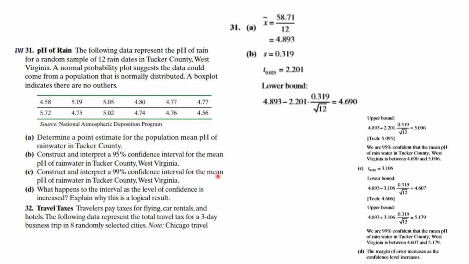If we change things to be a 99% confidence, I showed you that the critical value changes to 3.106. So the lower bound, when I do the similar calculation, is 4.607, and the upper bound, again using 3.106, is 5.176. So we're 99% confident that the mean pH is between those two numbers. That's the confidence interval. And what happens as the level of confidence increases? Well, the margin of error increases as the confidence level increases, because that's the same concept we talked about before.